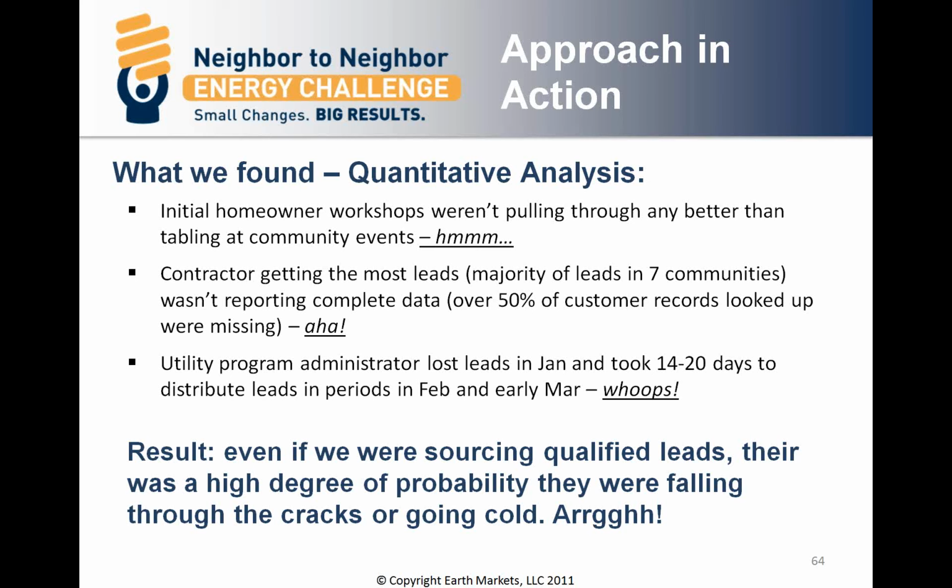We also saw for our utility program administrator, back when we launched the program, they were assigning leads out to contractors, and they had periods of time where they would take weeks to assign leads out, and then they would lose whole batches of leads. We had 100 leads lost at one period in time. So that was also distressing. So even if we were sourcing qualified leads, there was a very high degree of probability in 9 of our communities that they weren't going to get serviced.